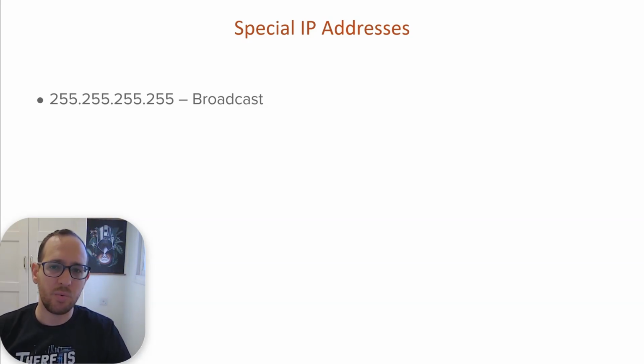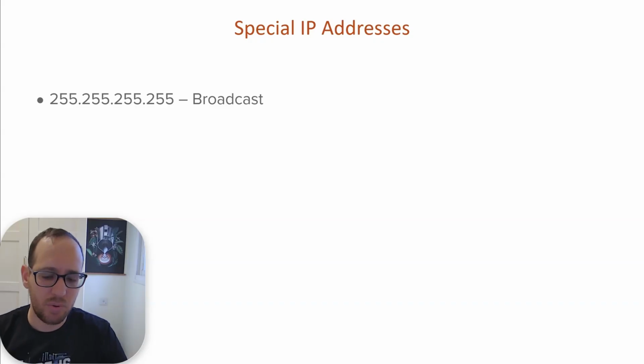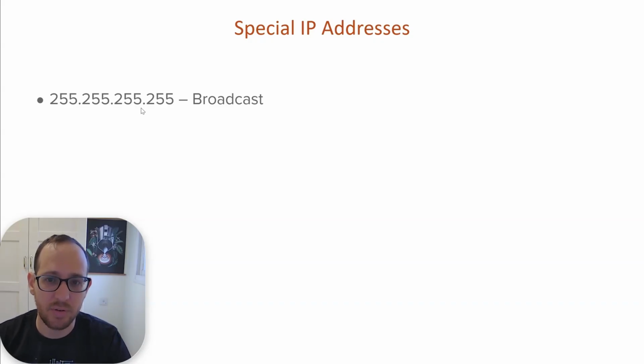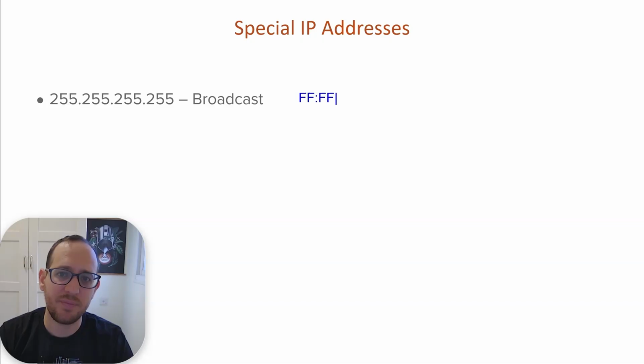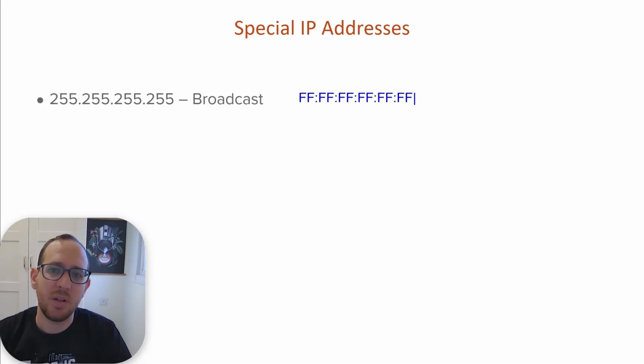If you recall, when we learned about Ethernet, we had the broadcast address of FF six times. Both of these, when you convert them to binary, are just all bits set to 1. So when all bits are set to 1, this is the broadcast address. Again, this means all hosts within the network.